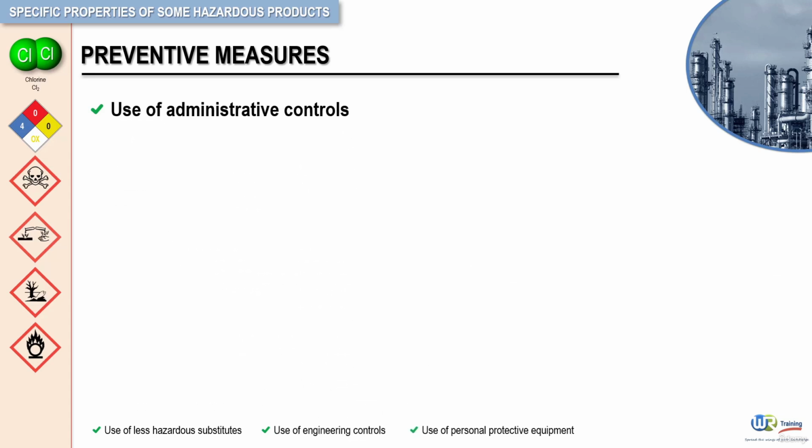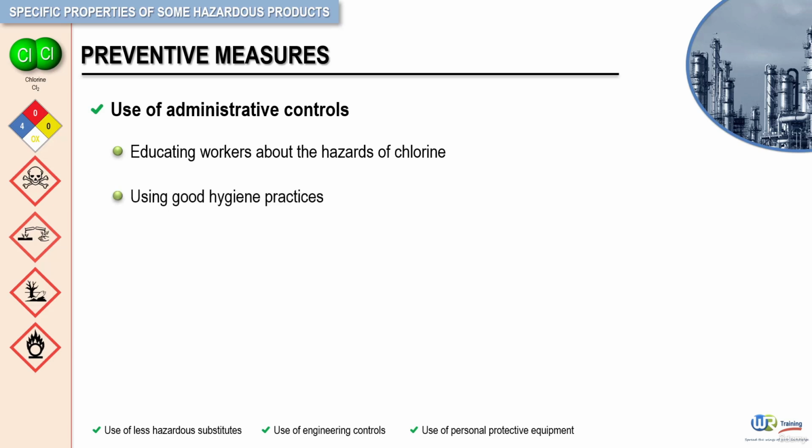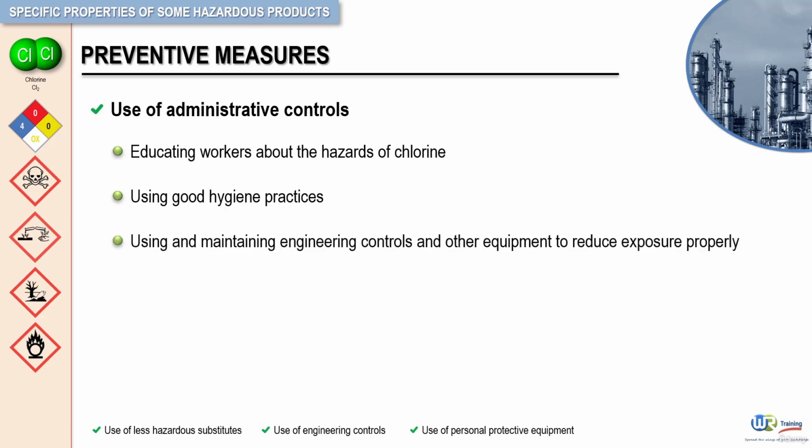Now, work practices that can be used in the workplace to reduce exposure to chlorine include educating workers about the hazards of chlorine, so workers must participate in training and monitoring programs in the workplace. Using good hygiene practices, workers must not eat, drink, or use tobacco products in areas where chlorine or products containing chlorine are used or stored. The hands and face should be washed before eating, drinking, or smoking. Using and maintaining engineering controls and other equipment to reduce exposure properly.